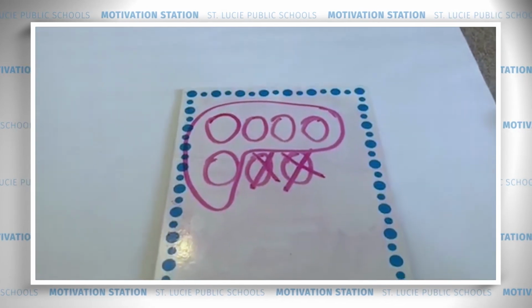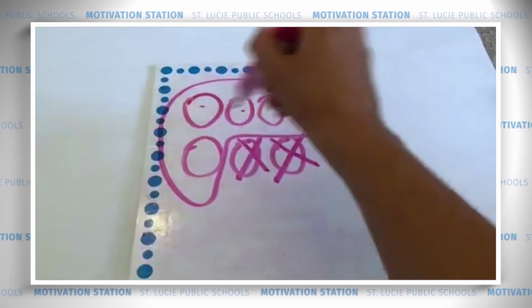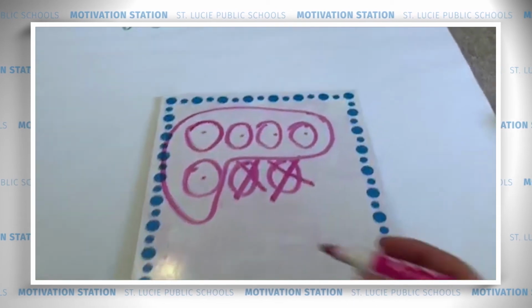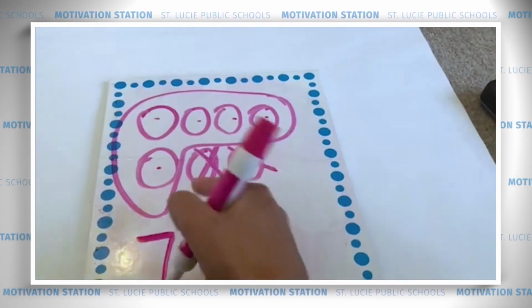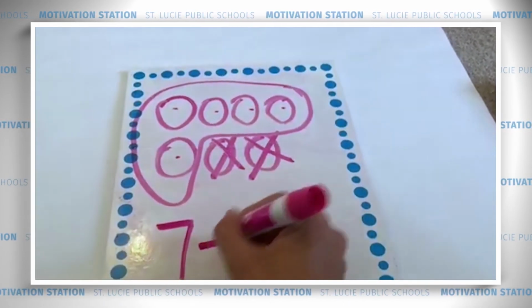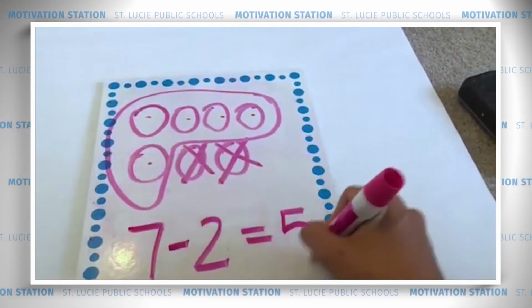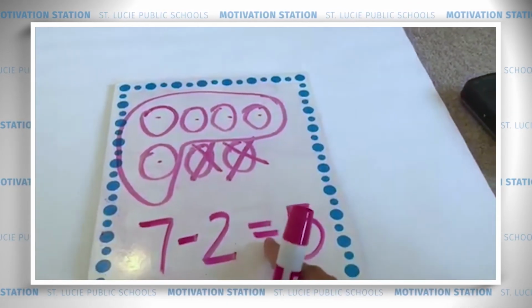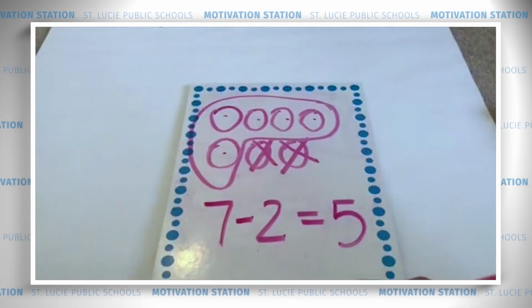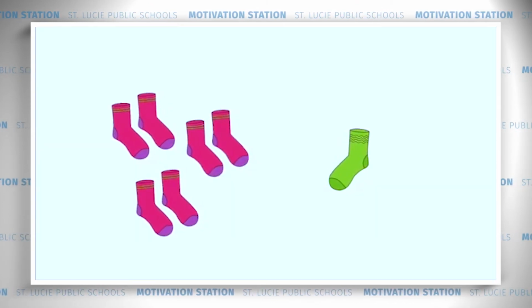Okay, let's count them. 1, 2, 3, 4, 5. Now I'm going to write my equation. I started with 7. I took away 2, so minus 2. And now my total is 5. 7 minus 2 equals 5. Great job.